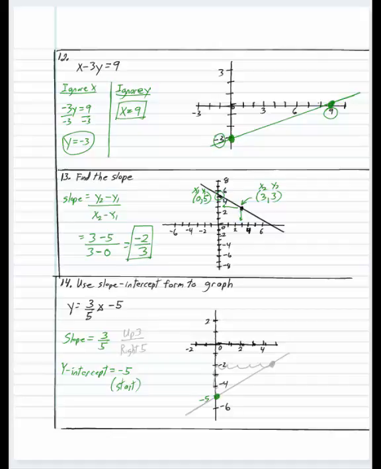Now the slope is 3/5, positive 3 over 5. So positive means we're going to go up 3, then right 5. So starting at negative 5, let's go up 3, 1, 2, 3, and then right 5, 1, 2, 3, 4, 5. Put a dot when you're done, and then connect.